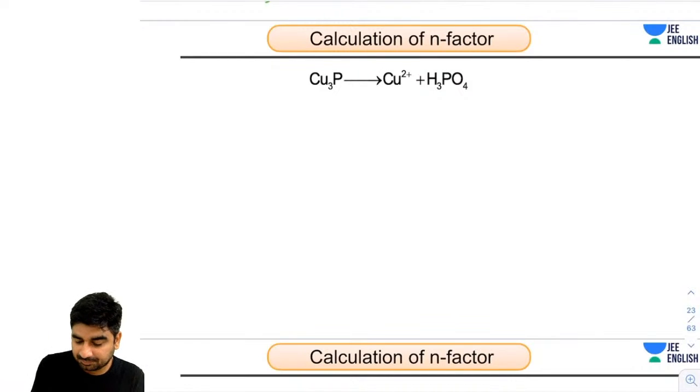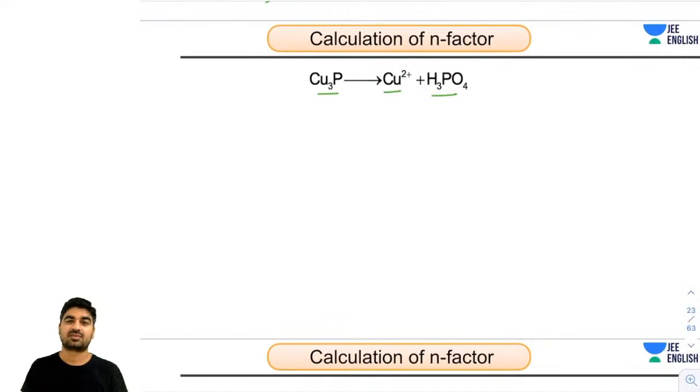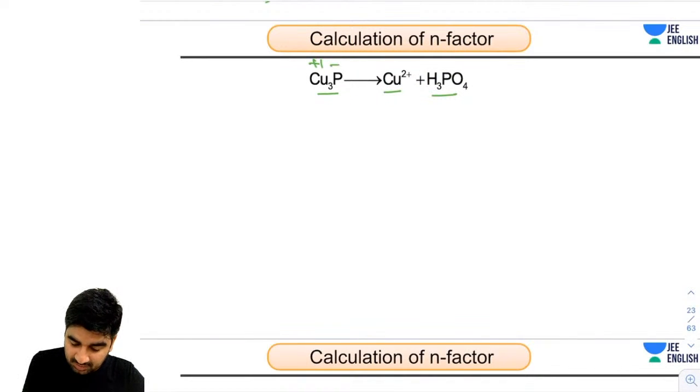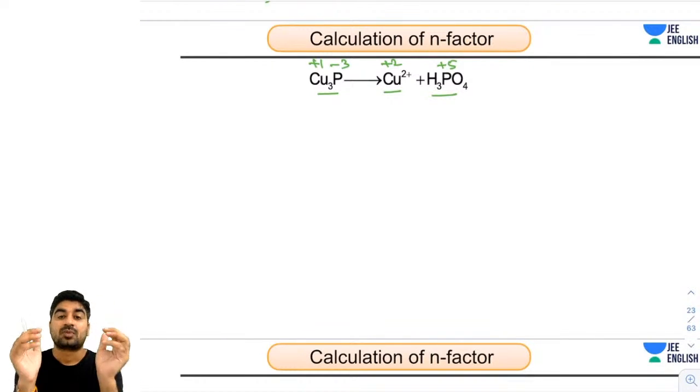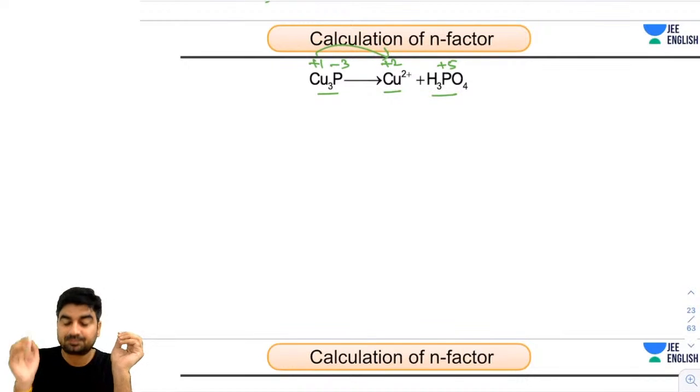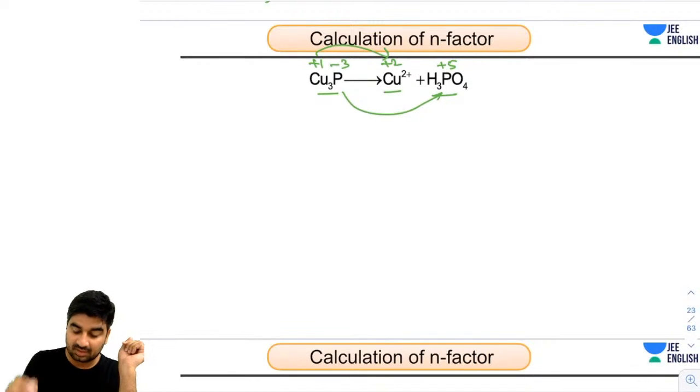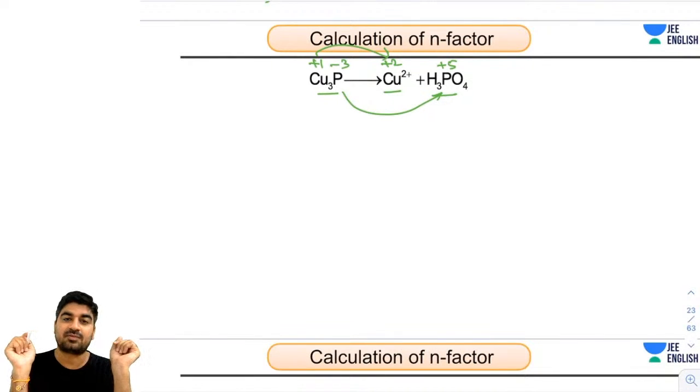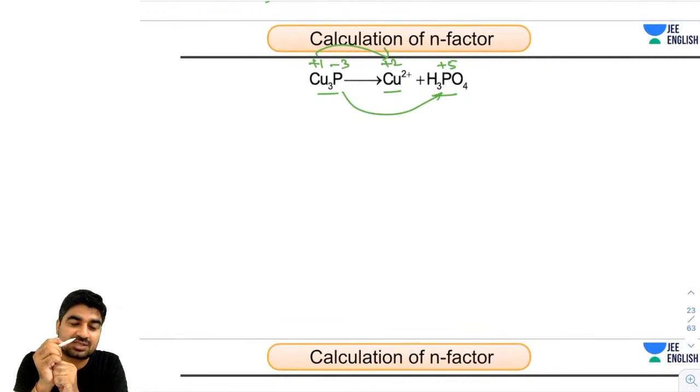So Cu3P going into Cu2+ and H3PO4. How will you solve it? N factor for each. Now this is +1, this is -3, +2, +5. So here you can see copper is moving from +1 to +2, so oxidation of copper is taking place. And phosphorus is moving from -3 to +5, so again oxidation of phosphorus is taking place.